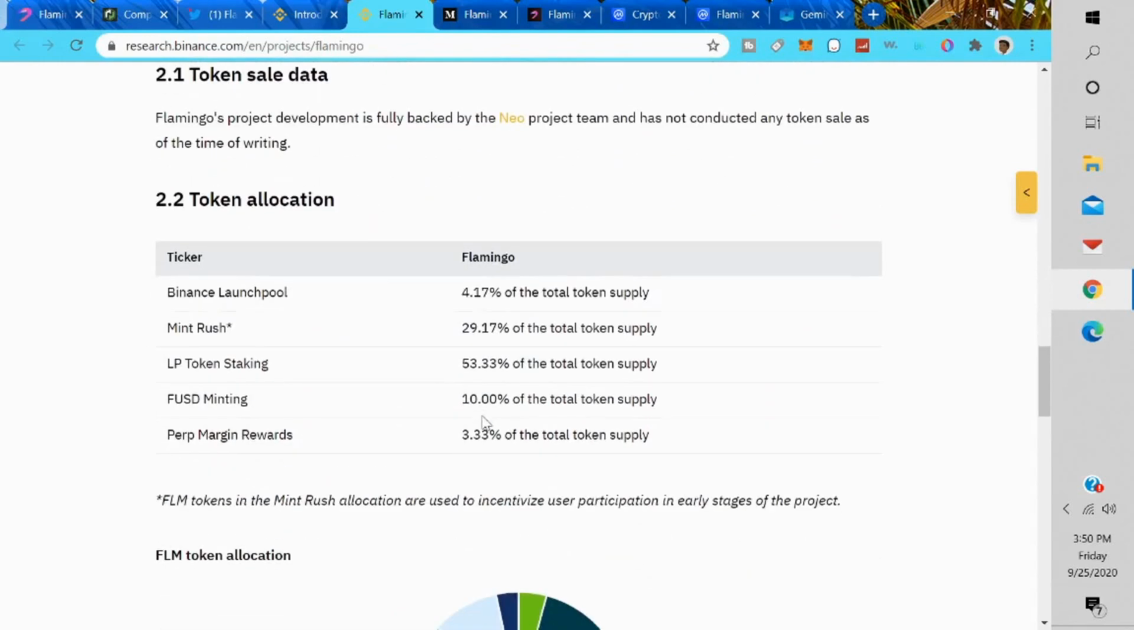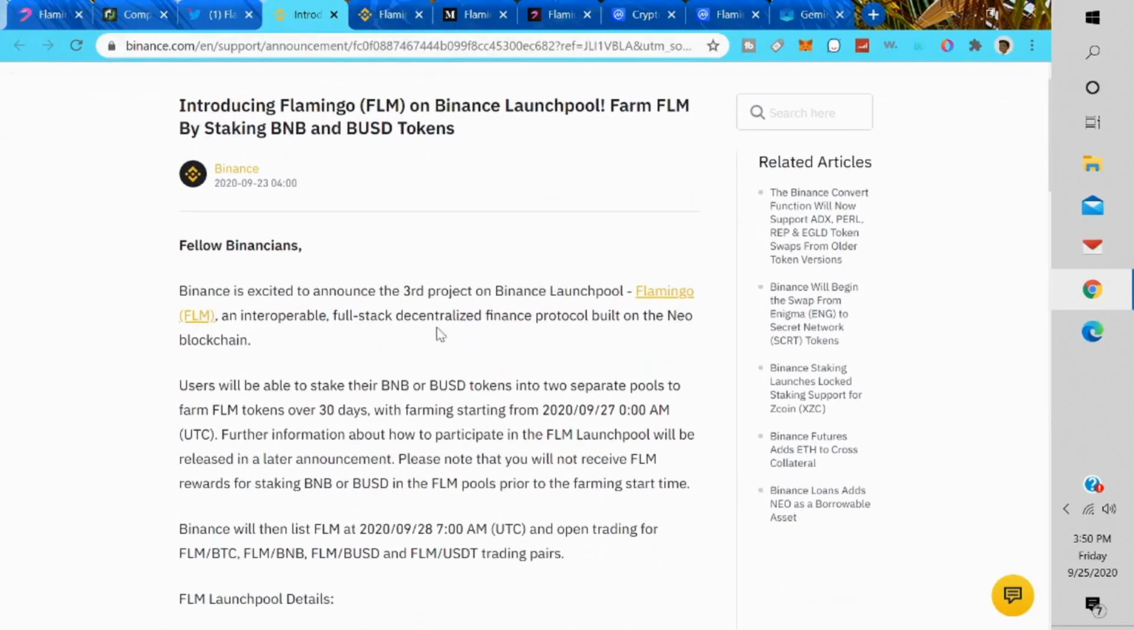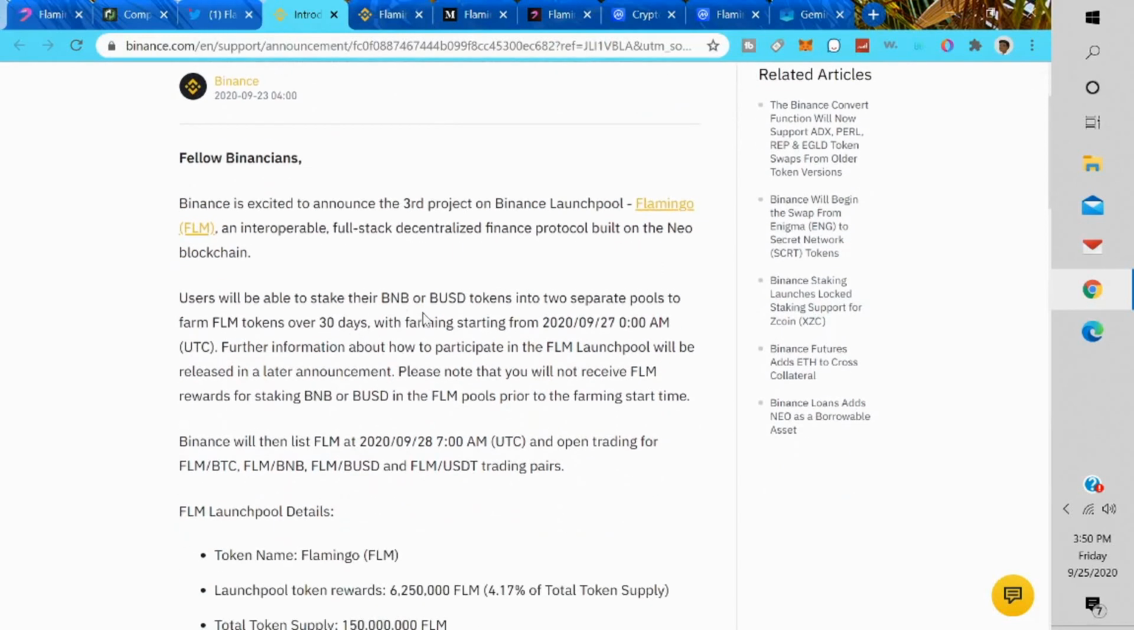So you have the token supply. Now, I did want to go into the Binance Launch Pool. Binance is excited to announce the third project on Binance Launch Pool, Flamingo FLM, an interoperable full-stack decentralized finance protocol built on the NEO blockchain. Users will be able to stake their BNB or BUSD tokens into two separate pools to farm FLM tokens over 30 days, with farming starting on 9/27. Further information about how to participate in the Flamingo Launch Pool will be released in a later announcement.